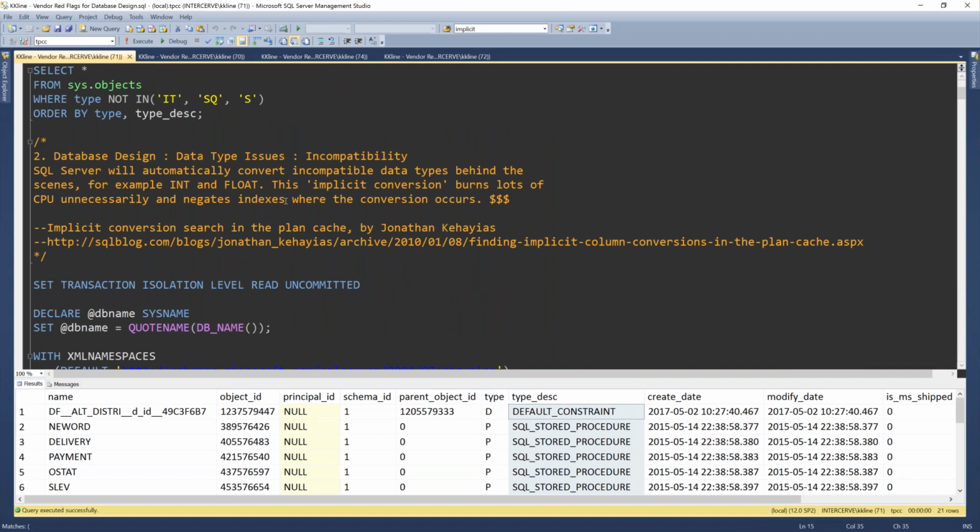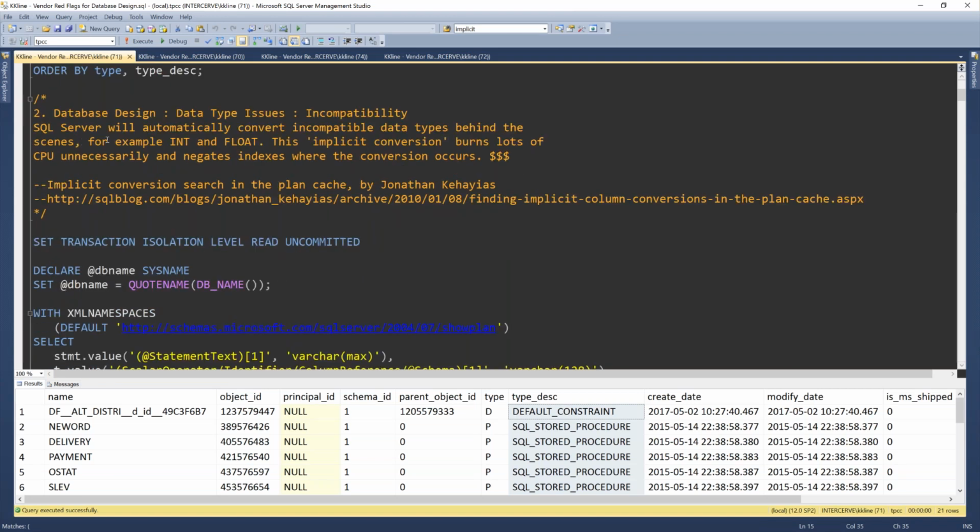Another huge issue that we have is when vendors use data types that seem like they are compatible with one another, and SQL Server doesn't actually give us a problem, it doesn't raise a red flag, but they aren't truly compatible behind the scenes. For example, integer and float both deal with numbers, so they look like they should be fine, when in fact they are not directly compatible.